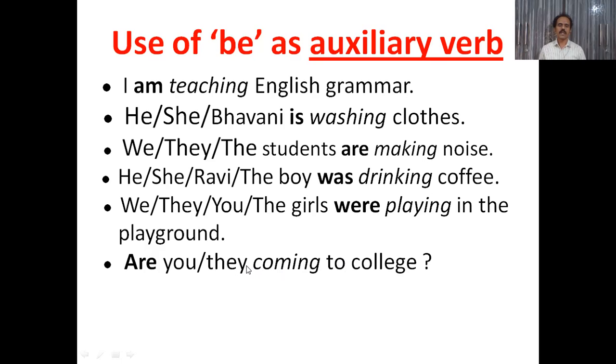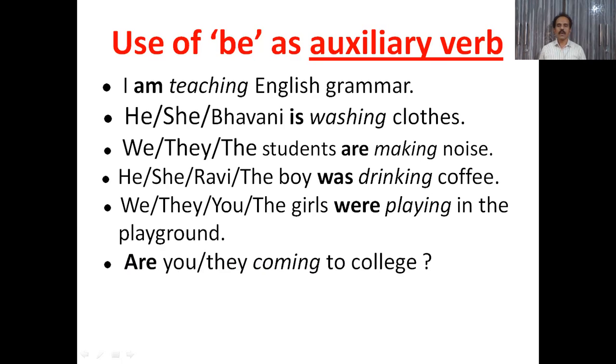Same thing. So here the be form is used in the beginning of the sentence. Of course, this is a yes or no type question. Yes or no type questions generally begin with the helping verbs. Are you, they coming to college. Coming is the main verb, an action word. Are is helping to tell the tense of the action, the tense of the sentence as present continuous. This question is also in the present continuous.